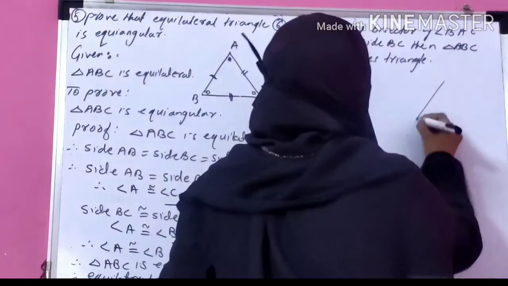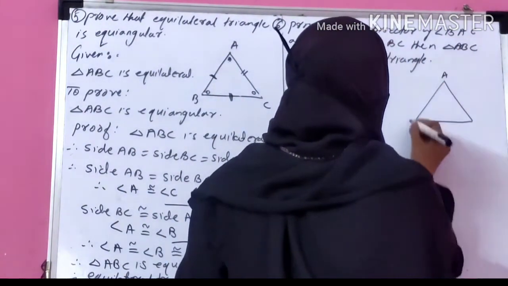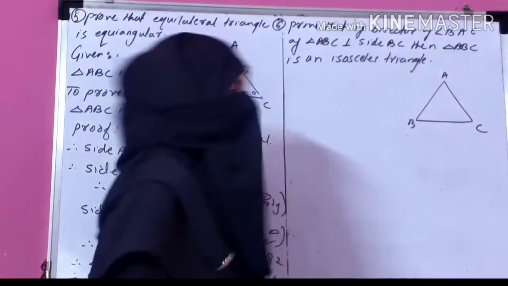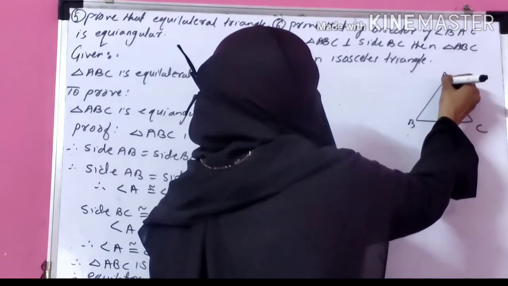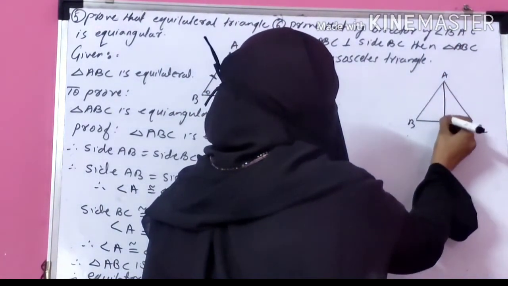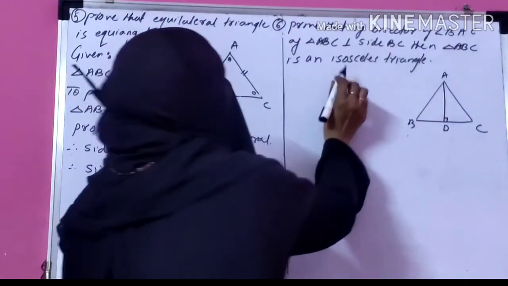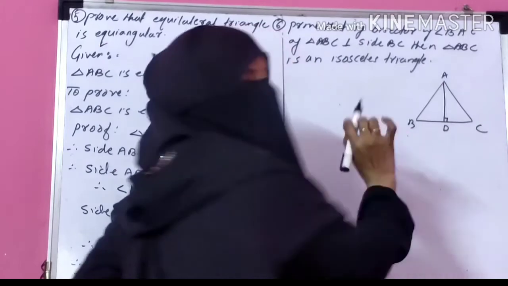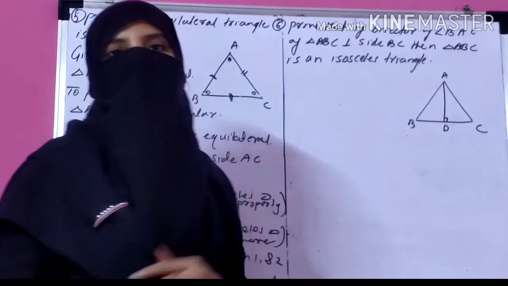Here one triangle is ABC. So this is the triangle ABC. And the bisector of angle BAC, that means angle A. The bisector of angle A is perpendicular to side BC. I am taking here point D. And you have to prove that this triangle ABC is isosceles.